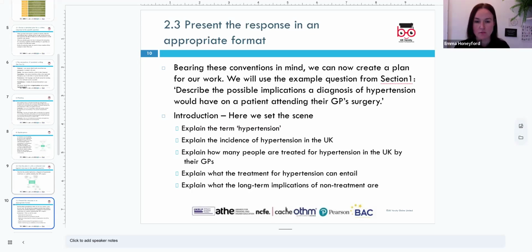So this breaks it down again. So you have your introduction. Here within the introduction, you're going to set the scene. You're going to talk about and explain the term hypertension at a high level. And then you can go into specifics, and you can explain the incidence of hypertension in the UK. You can explain how many people are treated for hypertension in the UK by their GPs. So you're given the data, you're given the numbers. And then you can explain what the treatment for hypertension can entail and what the long-term implications of non-treatment are. So what is the risk of not having any treatment?